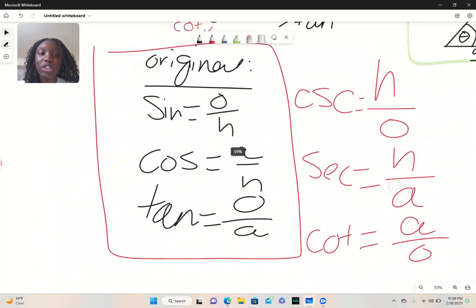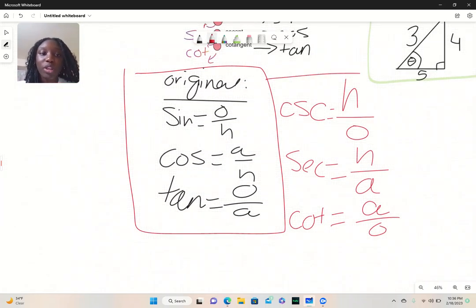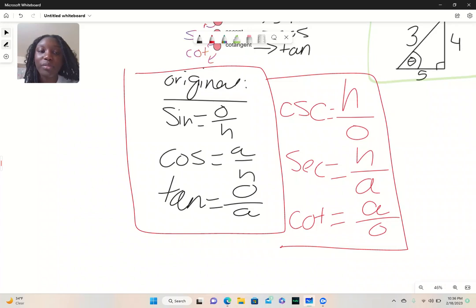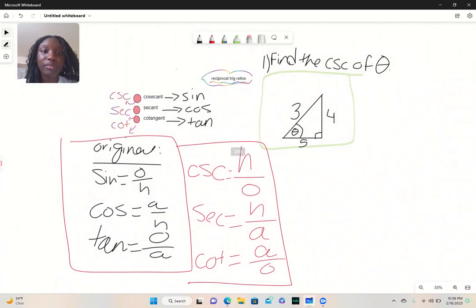So now that we have these reciprocal trig ratios, we can apply them to a trig problem. So let's go up here. This equation says find the cosecant of theta. The first thing we want to do is locate where the opposite is. So opposite is up here. I like to label everything before I get into it, so it makes it easier. The opposite of theta is here. Hypotenuse is here. Hypotenuse is always across from the right angle. And adjacent is here. So now that we know that, we can easily find the cosecant of theta.